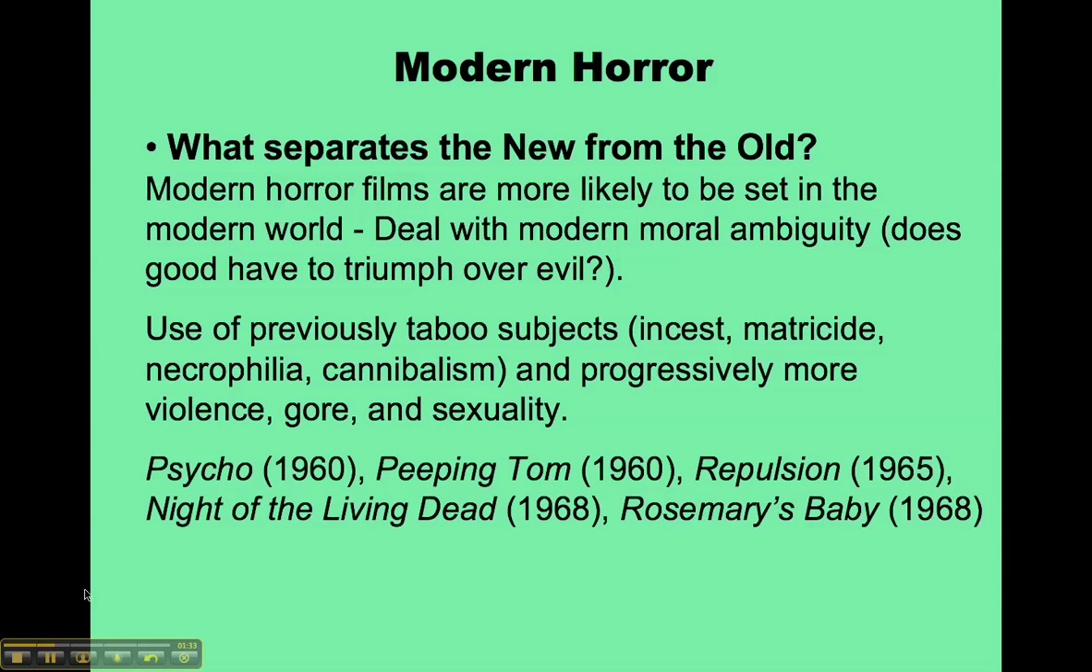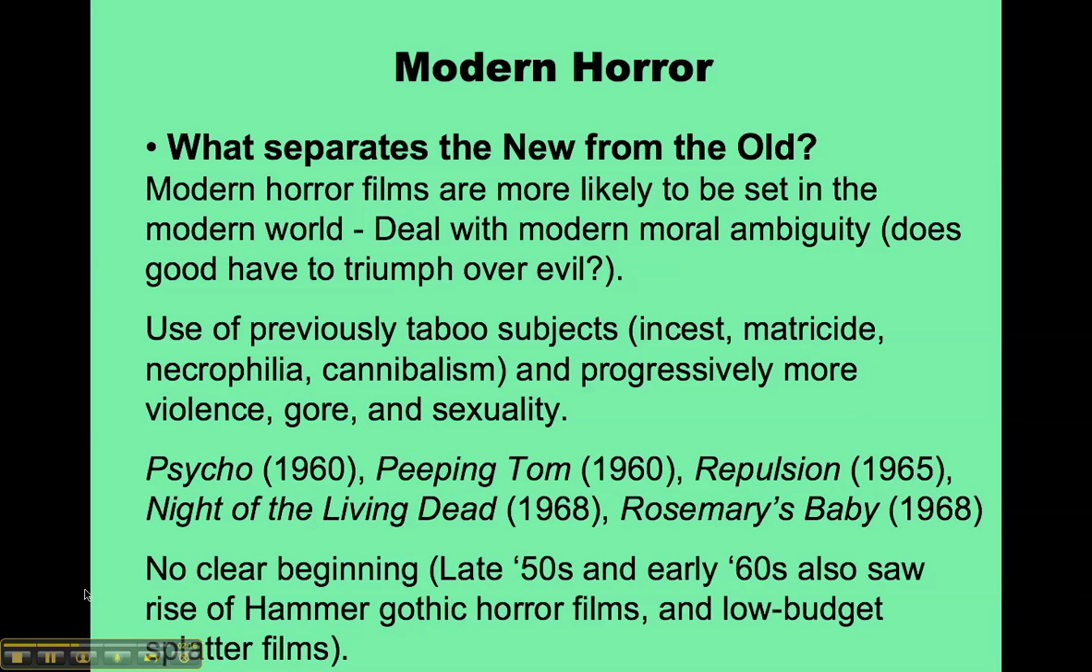So, examples of modern horror, and pay close attention to the dates here. Psycho from 1960. 1960 was a long time ago. That was 50 years ago, and that was still considered the birth of modern horror, so to speak. Peeping Tom, which was kind of the British version of Psycho in a lot of ways. Repulsion, the Roman Polanski film from 1965. Night of the Living Dead from 1968, and Rosemary's Baby from 1968. These are all good examples of modern horror. And modernity, or the modern age, essentially continued up until about 1990 or so, which is when we moved into the postmodern era. But we'll talk about more of that later on in the class.